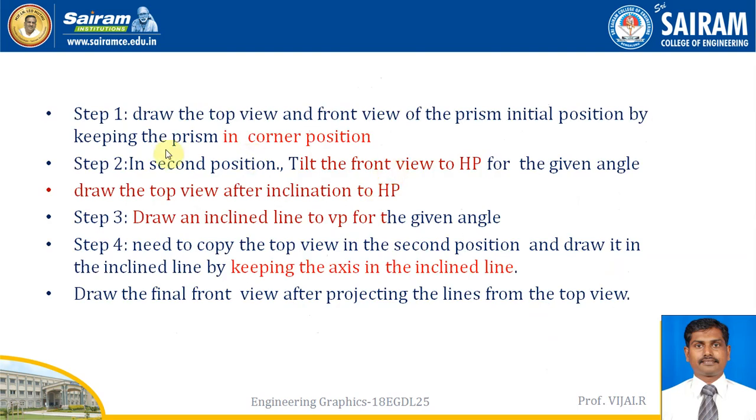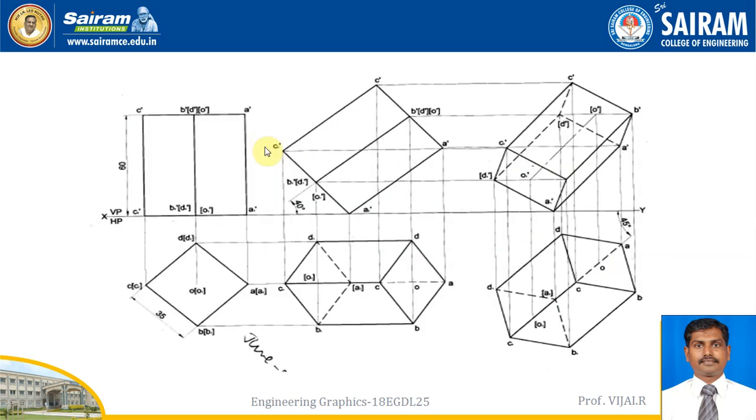So first, the step for how to draw: draw the top view and the front view of the prism in the initial position, in the corner. We have discussed earlier what the corner position of the prism is and how to keep it. So this is the corner position. We have to draw the top view like this, and the front view will be all visible lines, you can see, and the axis will be here. This is the first position.